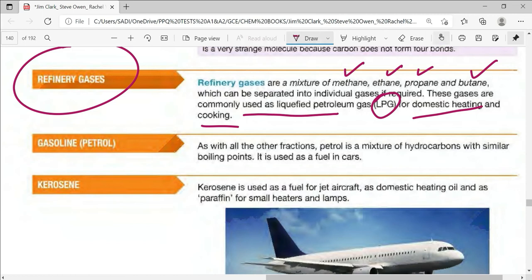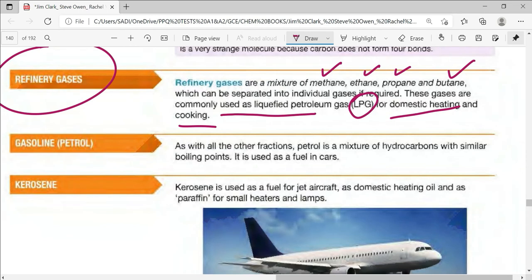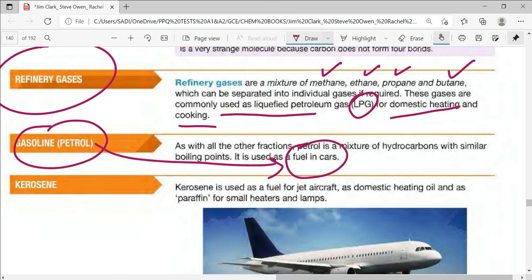Now, if we look into gasoline, as with all other fractions, petrol is a mixture of hydrocarbons with similar boiling points, and it is used as a fuel in cars. Gasoline, which is petrol, is used as fuel in cars. Okay, so this is the use of it. You need to know the name, you need to know the use. 1 mark and 1 mark. Okay, 2 marks. One for the name, one for the use.